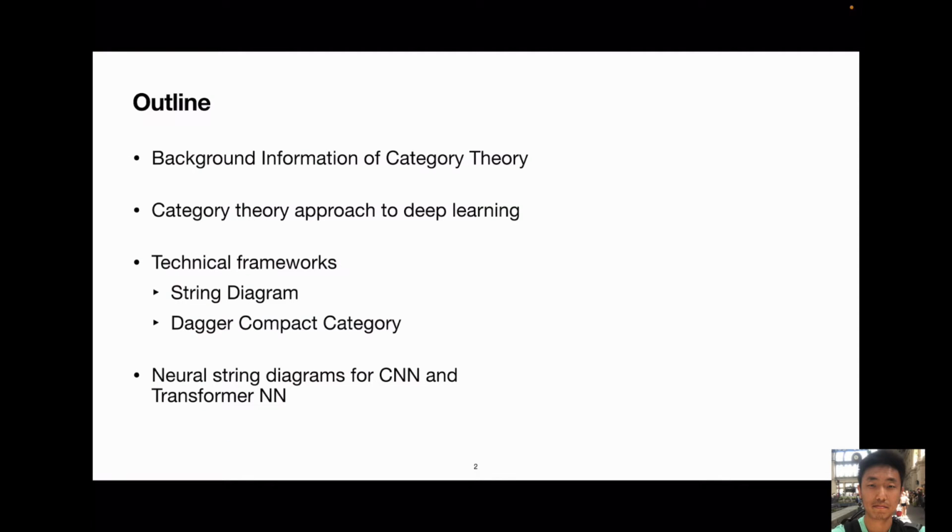Let me quickly outline this presentation. First of all, I'll introduce some background information of category theory. Then I'll introduce our category theory approach to deep learning, followed by the technical frameworks we use, which includes string diagram and Dagger compact category. In the end, I'll show some neural string diagrams for convolutional neural network and transformer neural network.